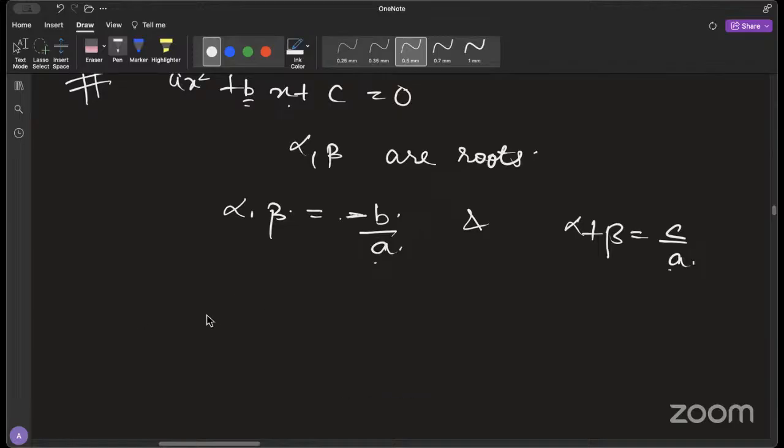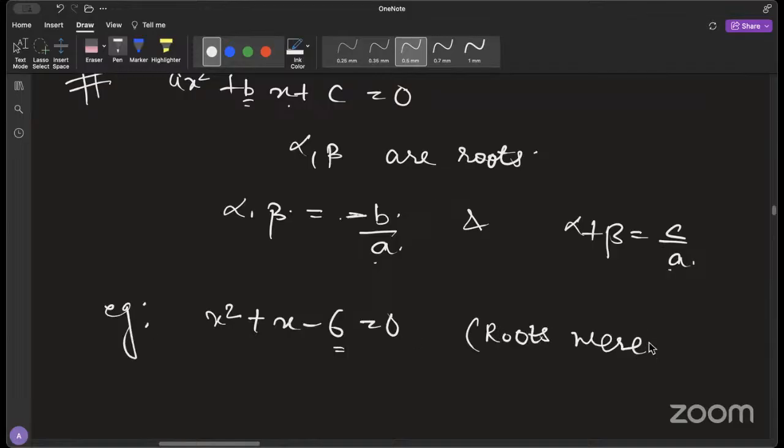For example, let's say we did this one, right? Where we did x squared plus x minus 6 equals to 0. And the roots of this were, one was 2 and the other one was minus 3.